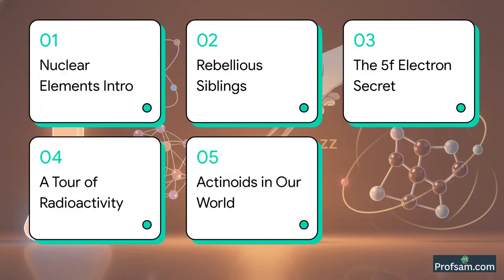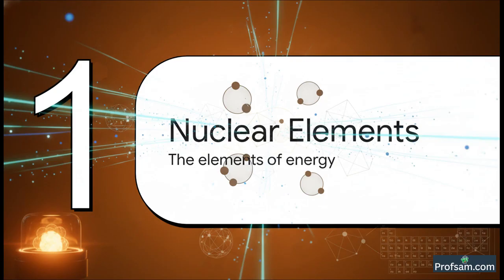Okay, so here's our plan for today. A quick roadmap. First, we'll do an introduction to these nuclear elements. Then, we'll see why they're like rebellious siblings in chemistry. After that, we'll uncover the secret of their 5f electrons, take a little tour of radioactivity, and finally, we'll see where these actinoids fit into our world. All right, let's begin with our first section.